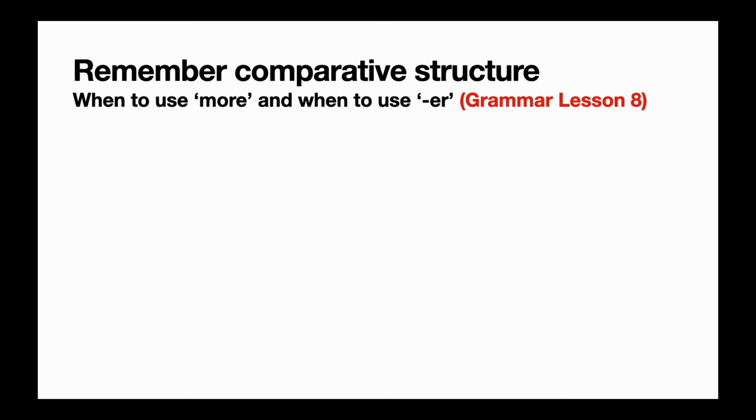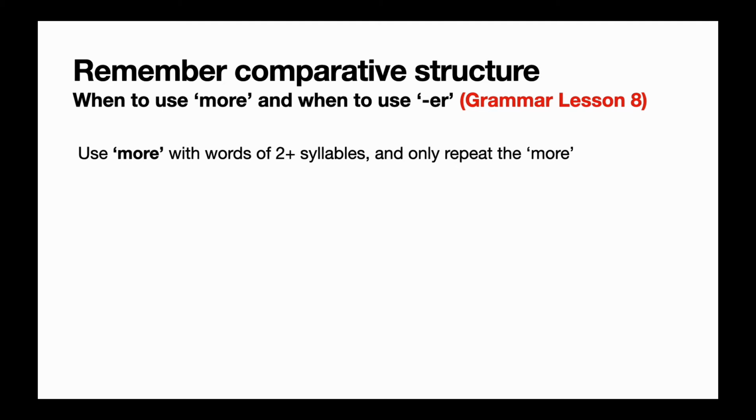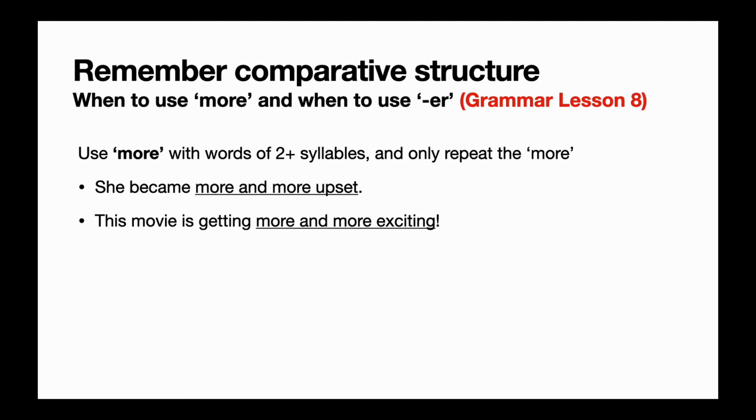So we first studied comparatives in Grammar Lesson 8. When we make something stronger, we can use more in the front or we can add ER to the ending. So remember that we use more with words of 2 or more syllables, and we would only repeat the more. So we would say she became more and more upset, or this movie is getting more and more exciting. Not more upset, or more exciting and more exciting. Just more and more upset, or more and more exciting.